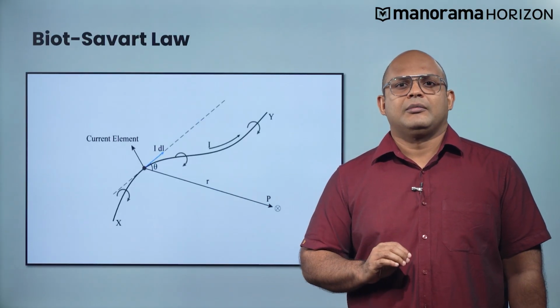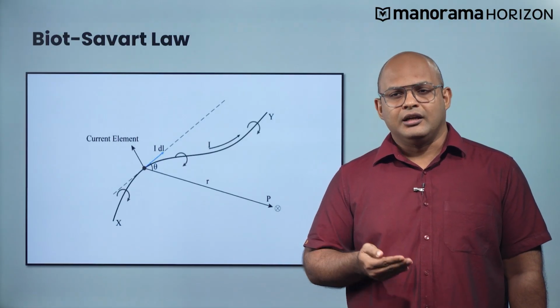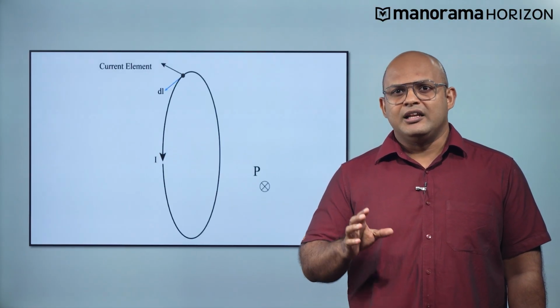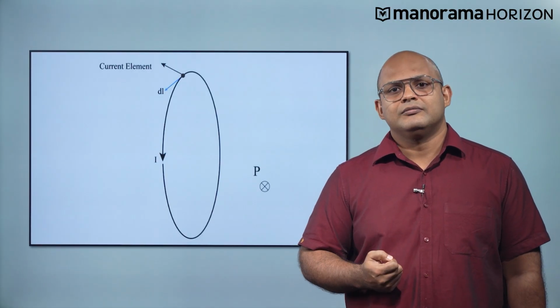Now that we are clear about the magnitude of magnetic field at any point near a current carrying conductor, what happens to a magnetic field at a point when the current is traveling in a circular loop? Curious? Stay tuned. Let's summarize what we have done so far.